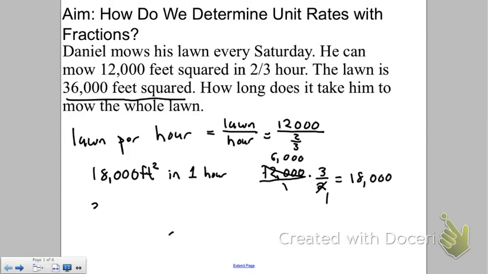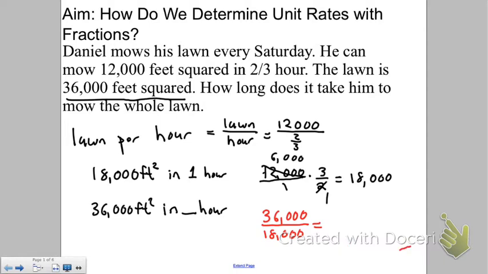The question says his lawn is 36,000 feet squared in how many hours? When I look at this problem now, I can do the 36,000 divided by 18,000. 36,000 divided by 18,000 is 2. So he can mow 36,000 feet squared in 2 hours.